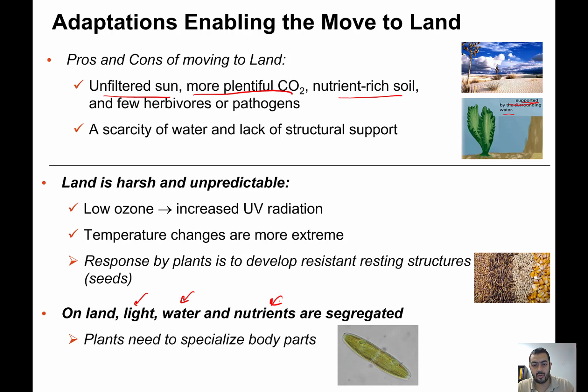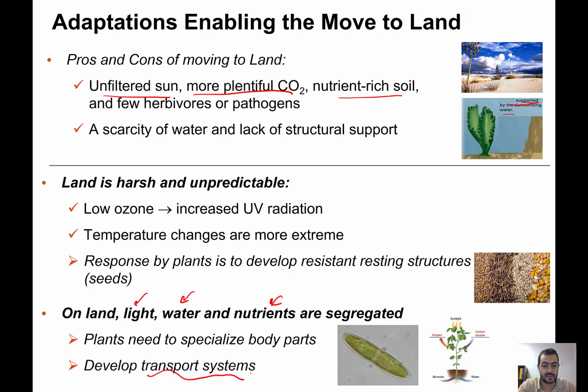So compare it with the situation by moving to the land. The plants will need to get specialized body parts, and they need to develop transport system. So as we said during the evolutionary pathway, the first type of plants were non-vascular plants. They lack this transport system.